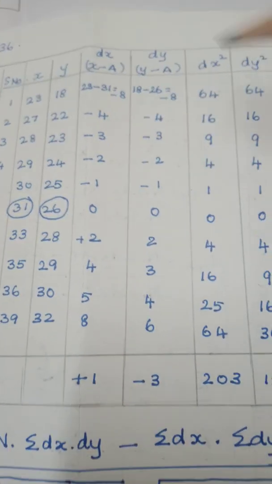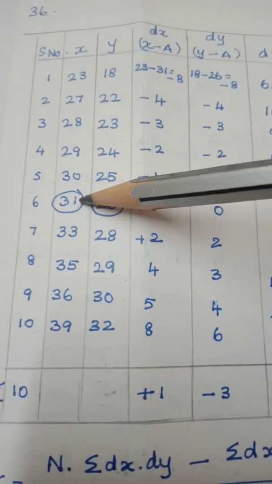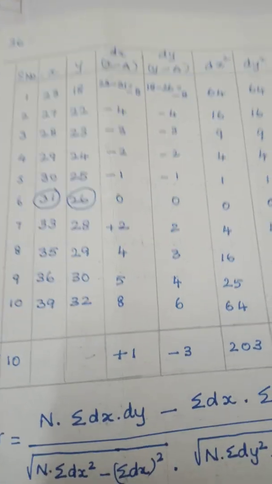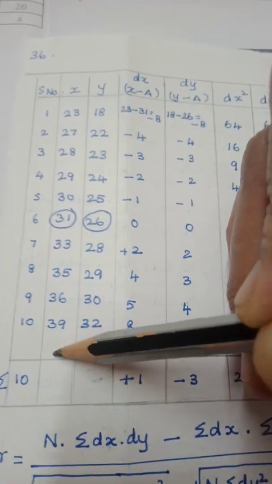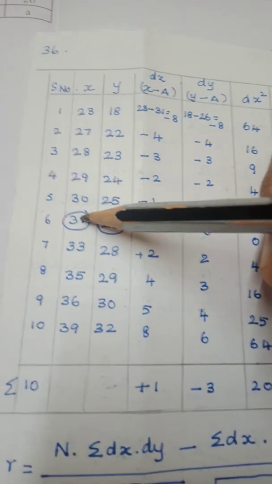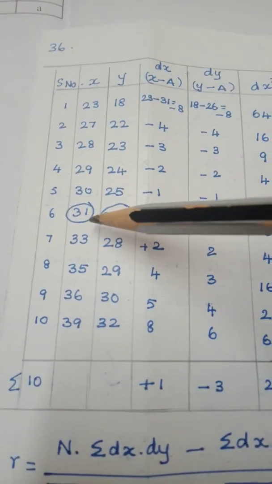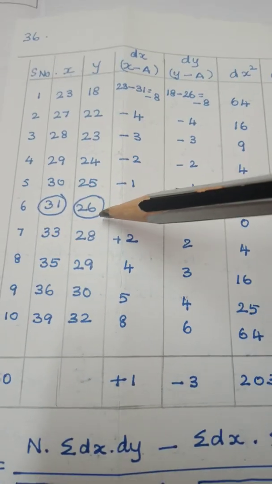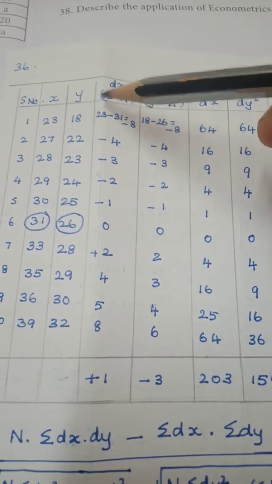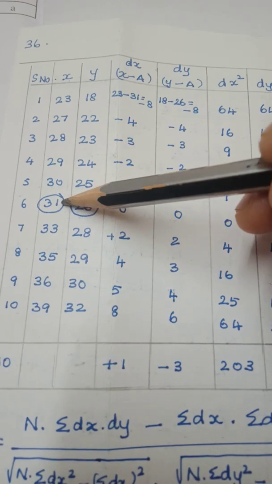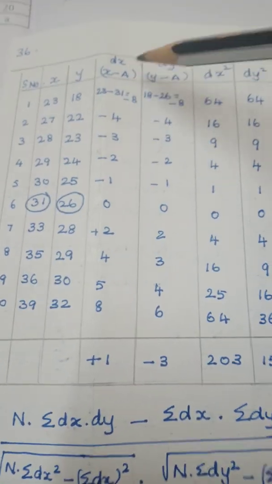Now, in the given observations, we shall assume the middlemost value. Okay, we shall take the value to be 31. Okay, 31 is our assumed mean. If we want to arrive at the actual mean, add everything and divide by 10. When you do that, you will get the value of 31. Now, for x the assumed mean is 31, and for y the assumed mean is 26. Now, let us find the value of dx. dx is nothing but x minus a. The a value with respect to x is 31.